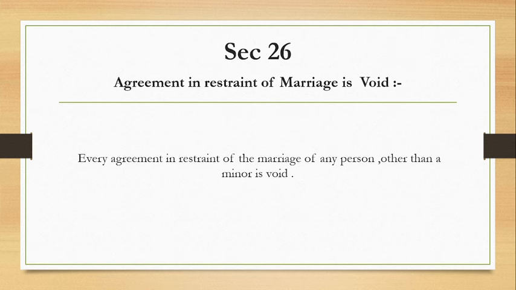Section 26 of Indian Contract Act: agreement in restraint of marriage is void. If we cannot put conditions or debar somebody from marrying, every agreement in restraint of the marriage of any person other than the minor is void. You cannot stop anybody from marrying or have any agreement that if you do not marry, then I will give you this. Such type of agreements are void.